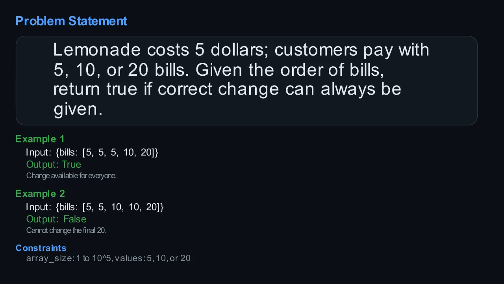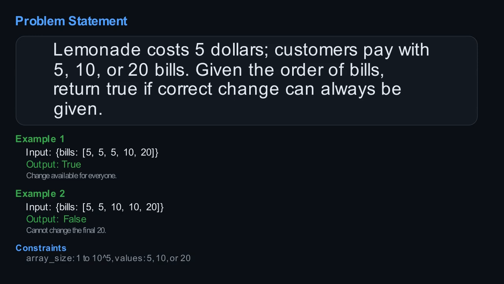Finally, the fifth customer pays with $20. You need to give them $15 change. You can give them a $10 bill and a $5 bill. You have one $10 bill and two $5 bills, so you give one of each. Now you have one $5 bill. Since you successfully gave change to everyone, the answer is true.